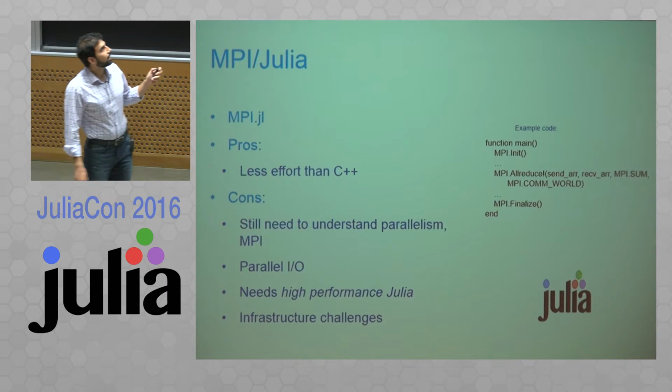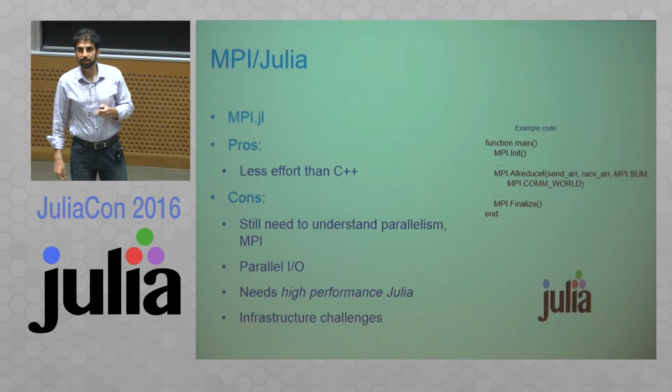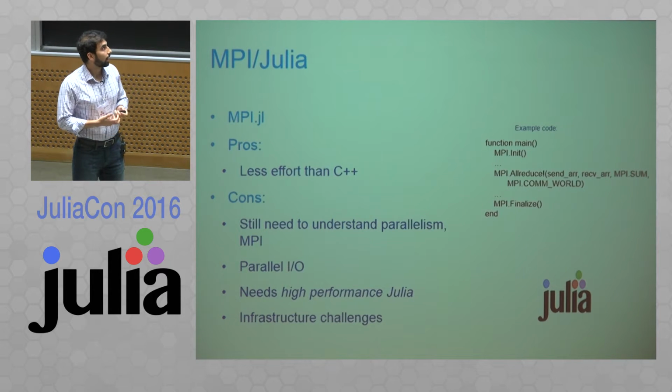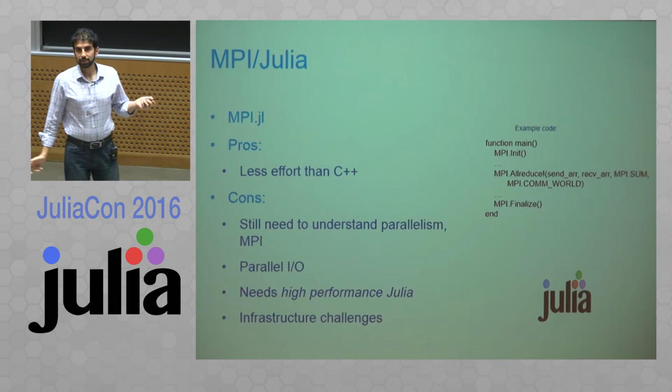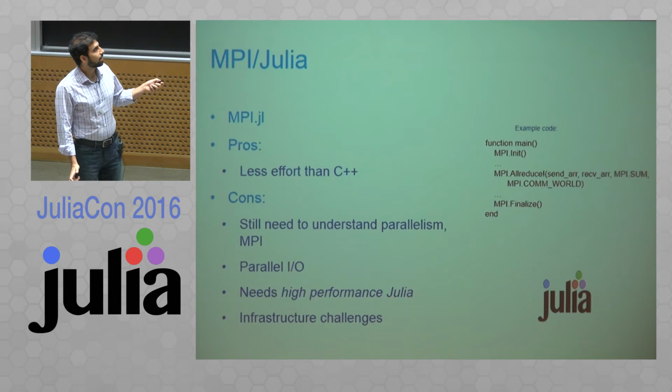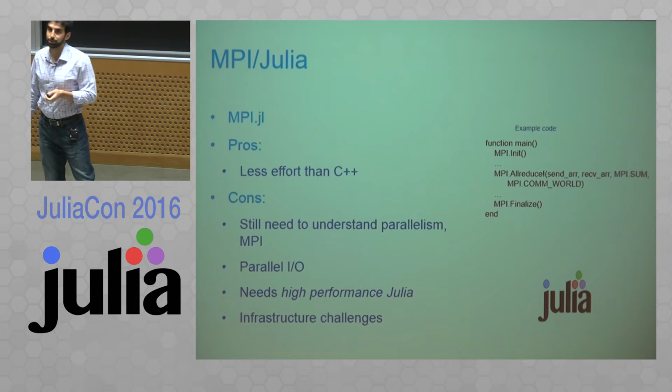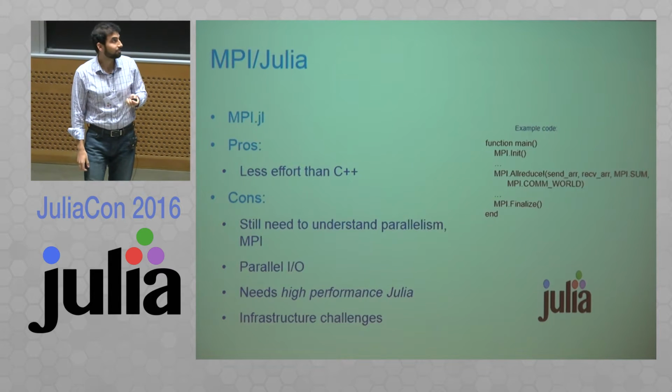The other way is using MPI.jl. Essentially, do message passing across machines explicitly. So some sort of MPI.jl code. It's less effort than C++, obviously. It's in Julia. But you need to still understand parallelism and MPI. And you need to do parallel I/O. I still don't know how to do that in Julia. I don't think there is enough support yet.